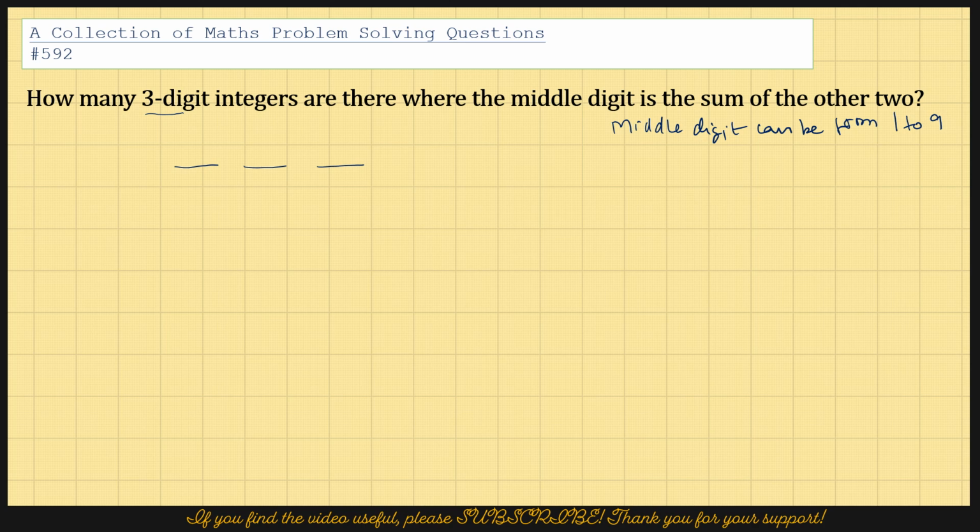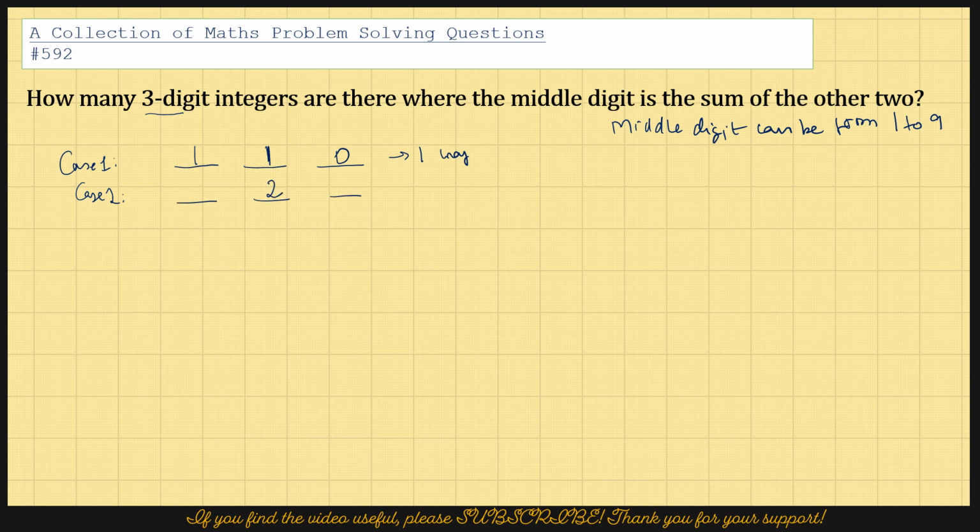Okay, let us consider the case where the middle digit is 1. Case 1: how many ways can this number be formed? The only way is to have a 1 on the left and a 0 on the right. So that's only one way.